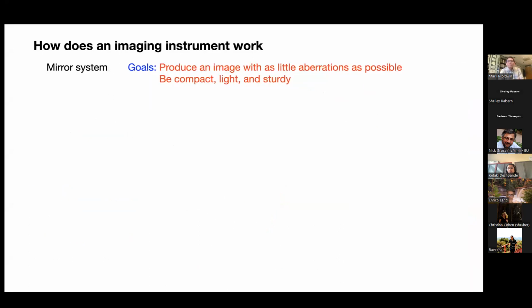Anyway, so for the mirror system, let's focus on that in the first place. The goal is to produce an image with as little aberration as possible, meaning the best possible image you can record.